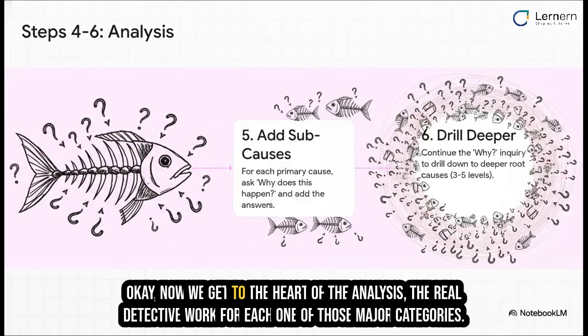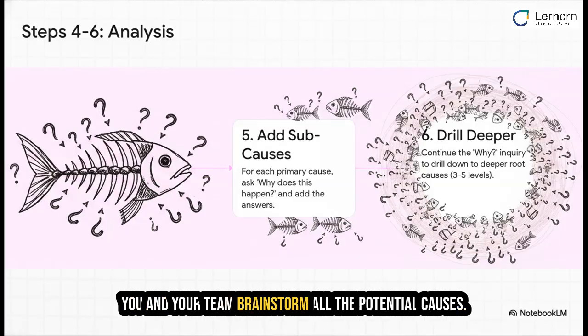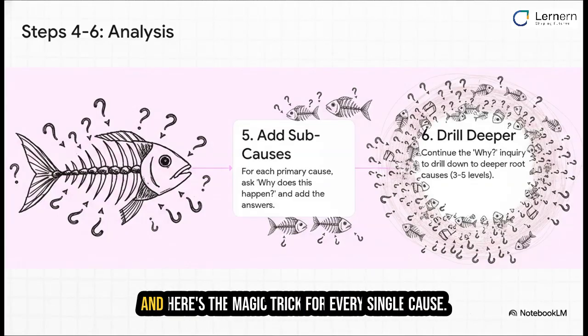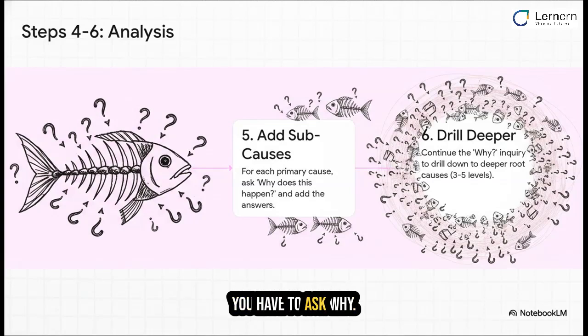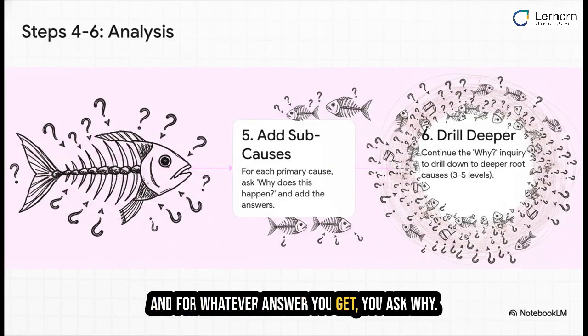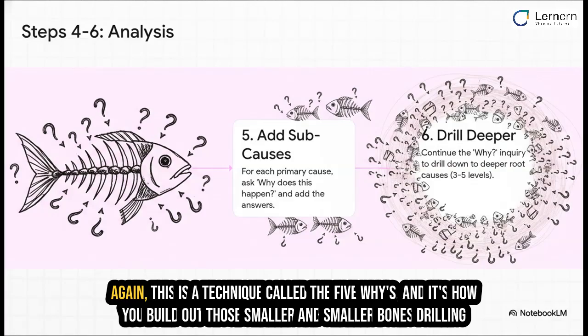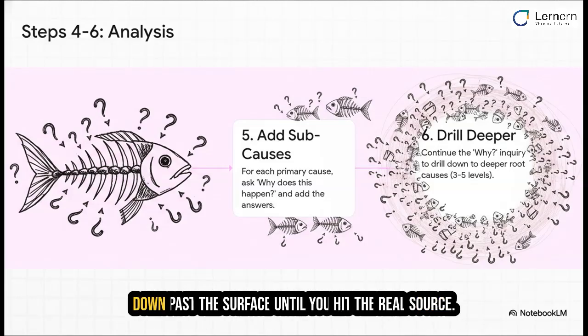Okay, now we get to the heart of the analysis, the real detective work. For each one of those major categories, you and your team brainstorm all the potential causes. And here's the magic trick. For every single cause you write down, you have to ask, why? And for whatever answer you get, you ask why again. This is a technique called the 5 whys, and it's how you build out those smaller and smaller bones, drilling down past the surface until you hit the real source.